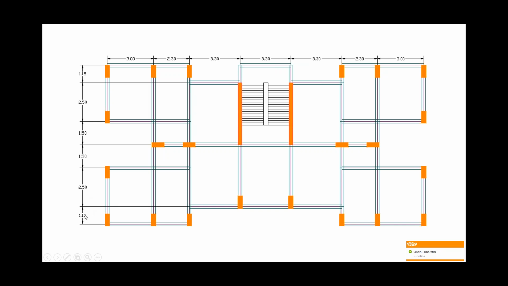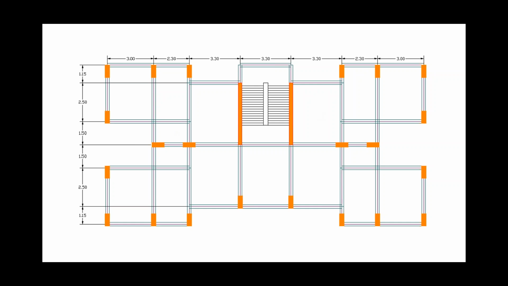Vertically it is 1.15, 2.5, 1.5, 1.5, 2.5, and 1.5. Similarly, in the horizontal it is 3 meters, 2.3, 3.3, 3.3, 3.3, 2.3, and 2.3. Sorry, 3. So in the board direction, this is the living area, this is the kitchen and bedroom, and this is my WC and bath. We can say it's a 200 mm sunk. So these areas, in the four edges, are the sunk area.